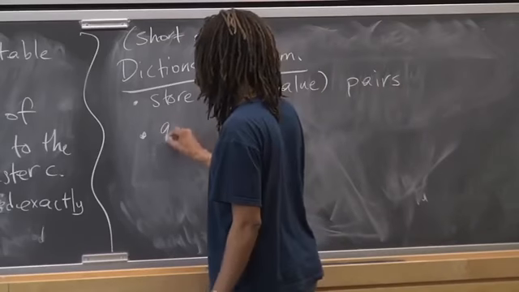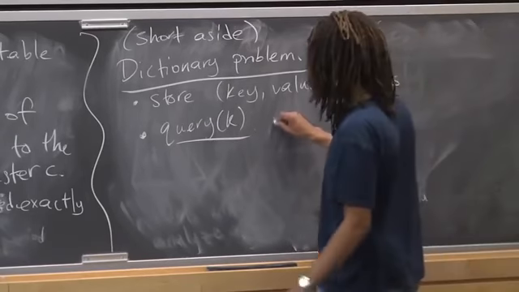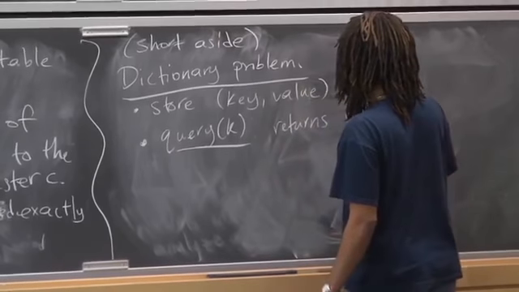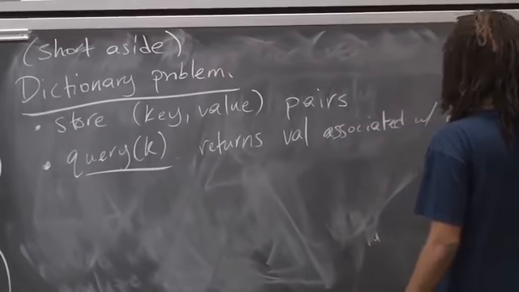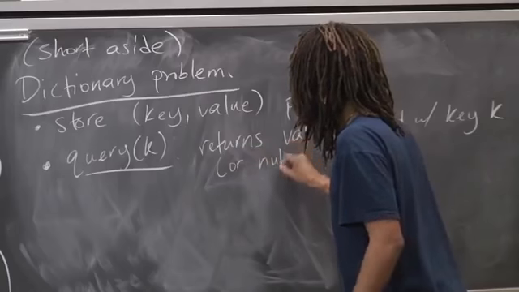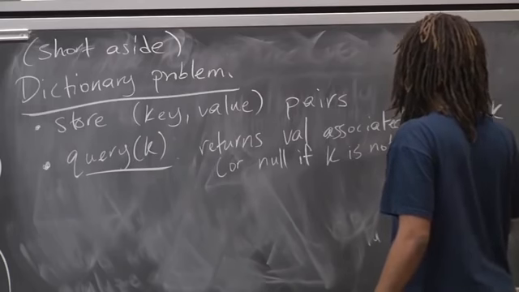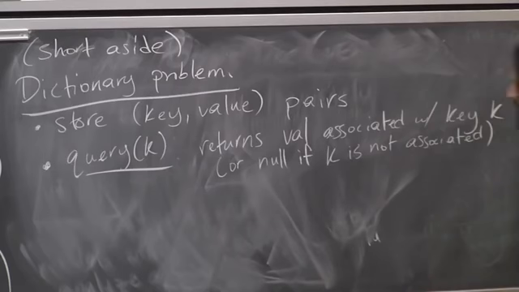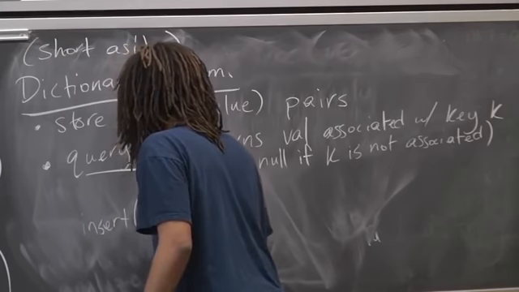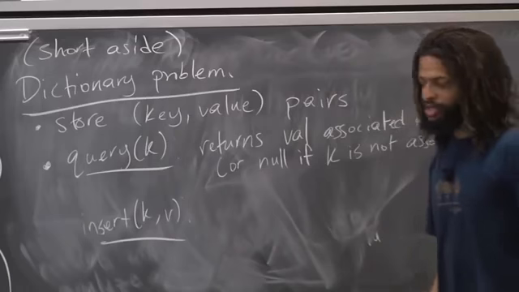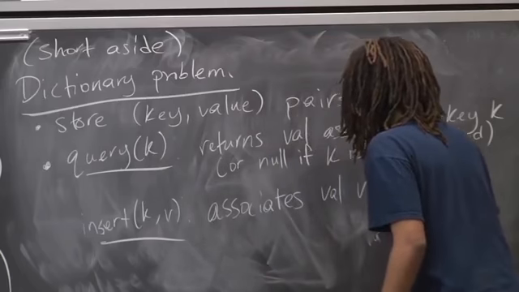So query k. What should that do? It should return the value associated with key k, or null if k is not associated to anyone. And there's also insert, or you can think of it as associate. So insert a key with a value, which associates value v with key k.